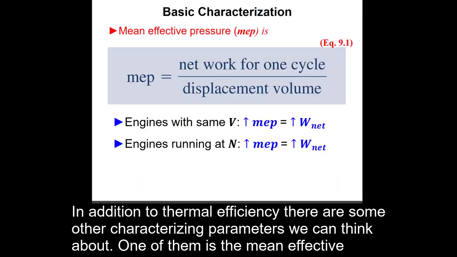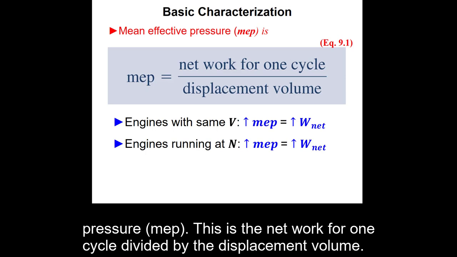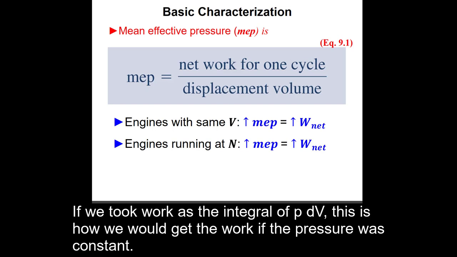In addition to thermal efficiency, there are some other characterizing parameters we can think about. One of them is the mean effective pressure. This is the net work for one cycle divided by the displacement volume. If we took work as the integral of PdV, this is how you would get the work if the pressure was constant.